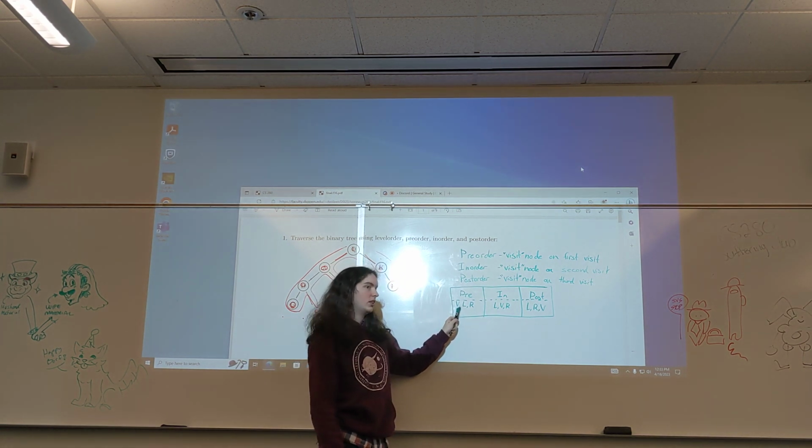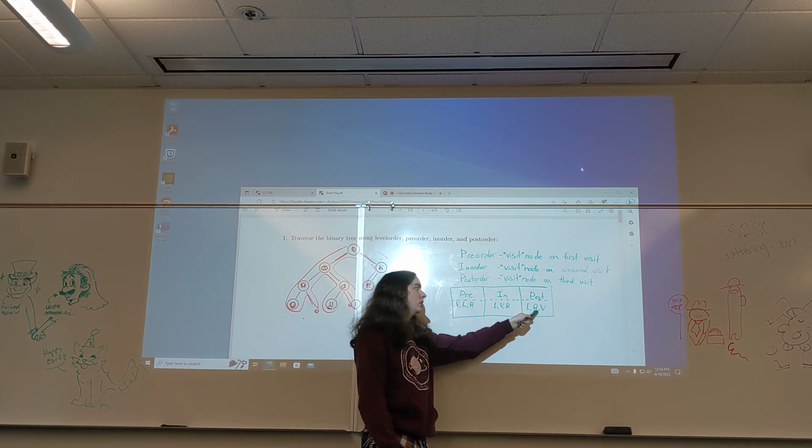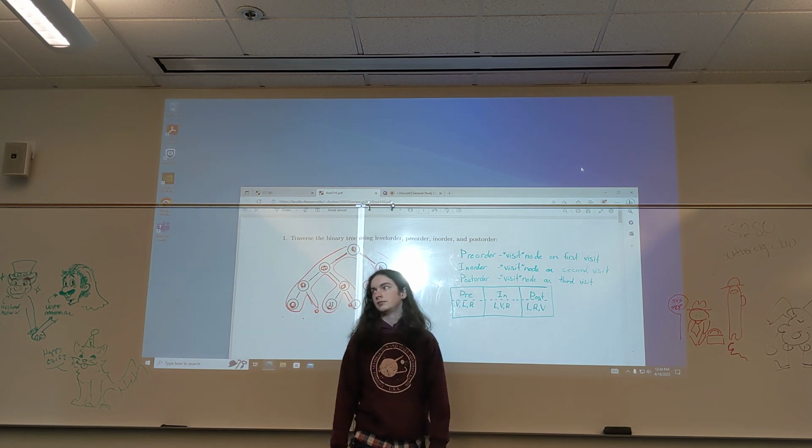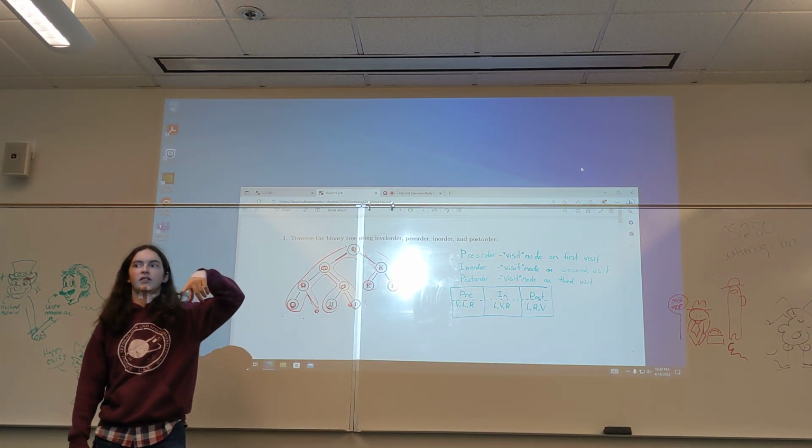So the concise way is that pre-order is visit, then go left, then go right. In-order is go left, then visit, then go right. Post-order is go left, then go right, then visit. 3 visits for any type, because you come down once and then come back from each child.